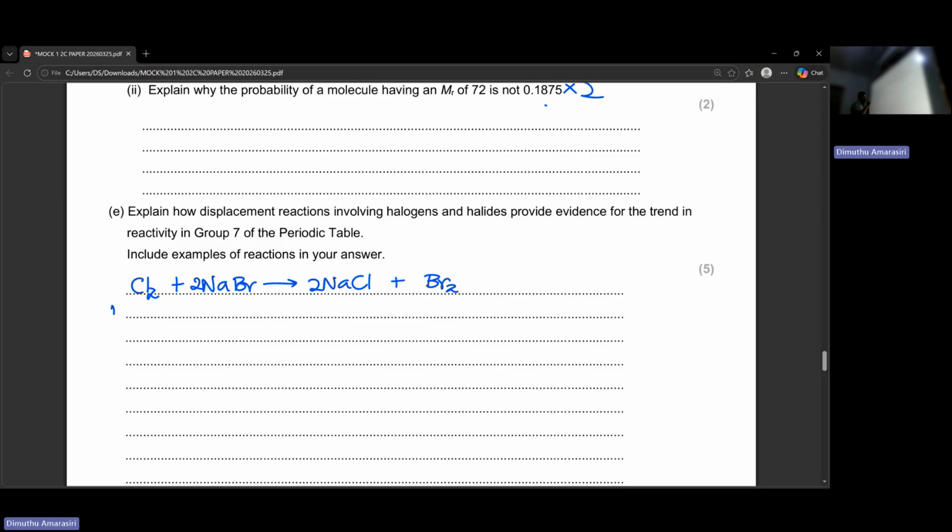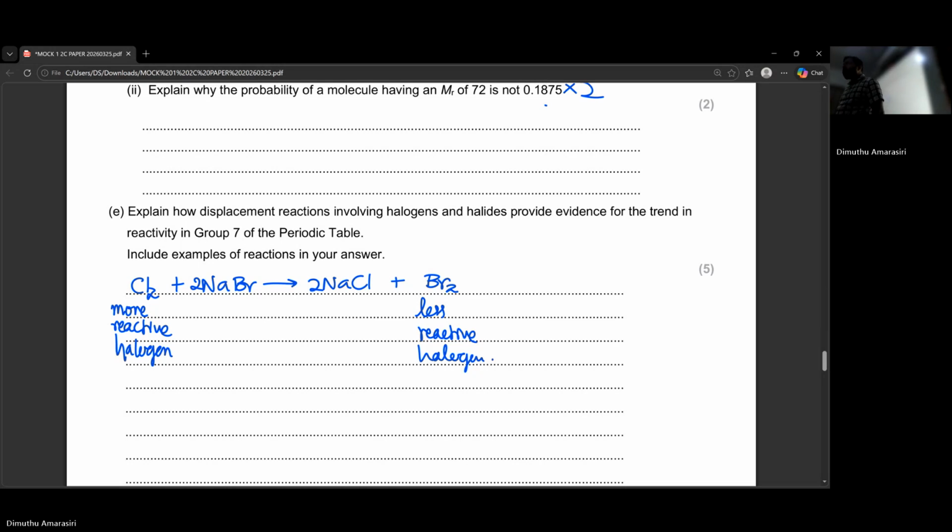So you have to say chlorine is the more reactive halogen. This is the less reactive halogen. So what do you have to say? The more reactive halogen displaces the less reactive halogen from its halide.